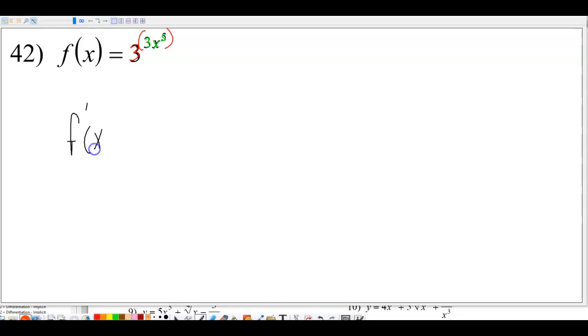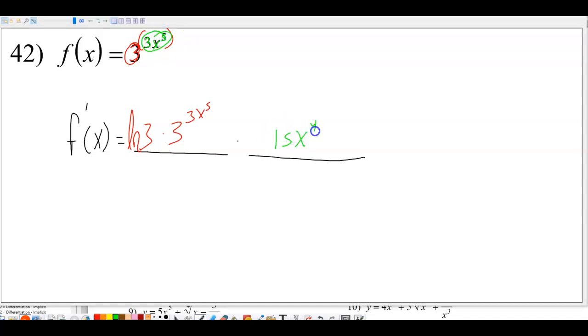So the derivative, once again, is going to be chain rule. And once again, the derivative of an exponential function is that it stays exactly the same. It doesn't change, just like with e. However, there is a little bit of a difference. Since it's not base e, we do need to multiply it by ln of whatever number's right there. In this case, that would be 3. Okay, so there's that. Now we also need to multiply by the derivative of the inside. So that would be 15x to the 4th.